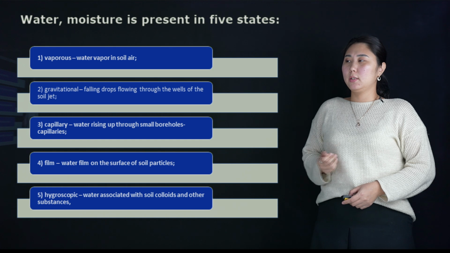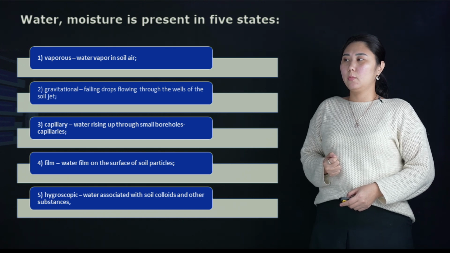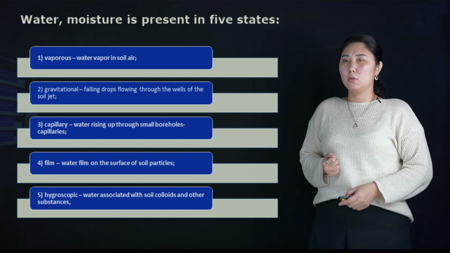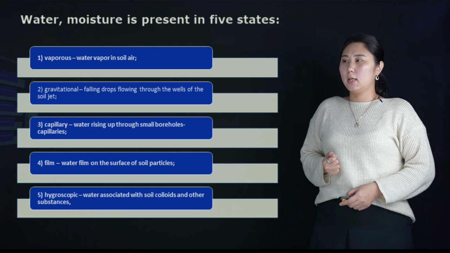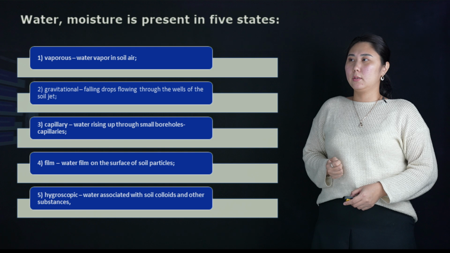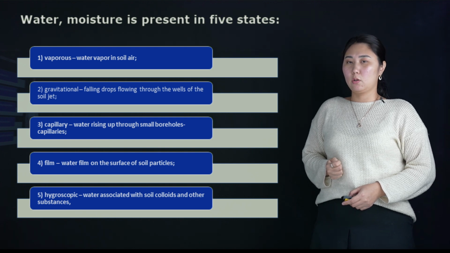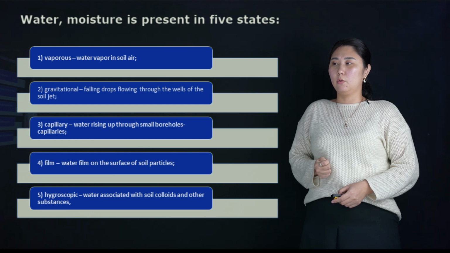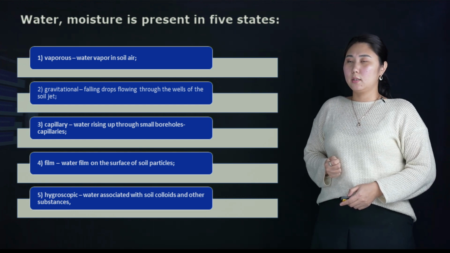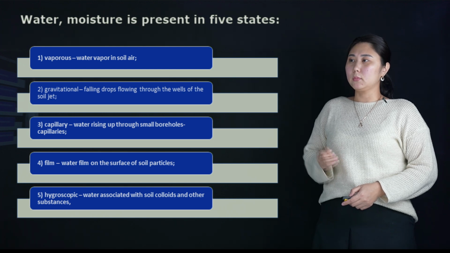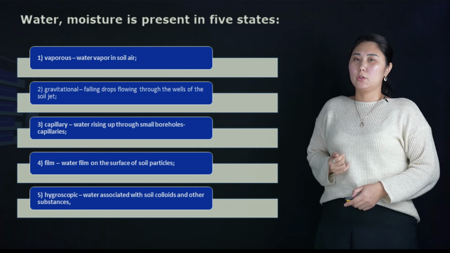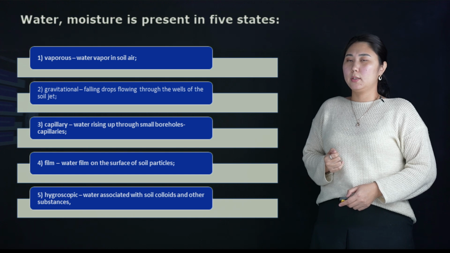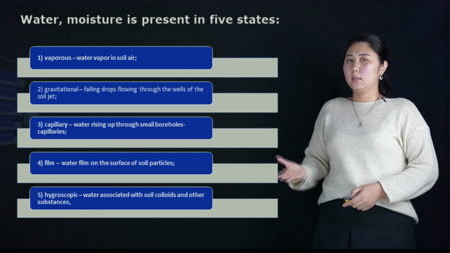The fourth is film, the water film on the surface of soil particles, and the last state is hygroscopic. Hygroscopic water is associated with soil colloids and other substances. So these are the states of water and moisture present in the soil.